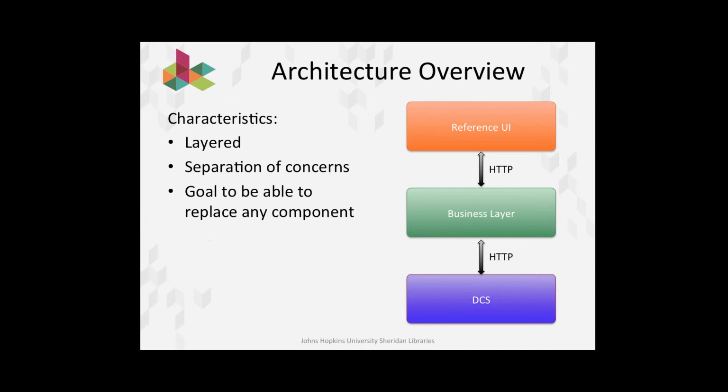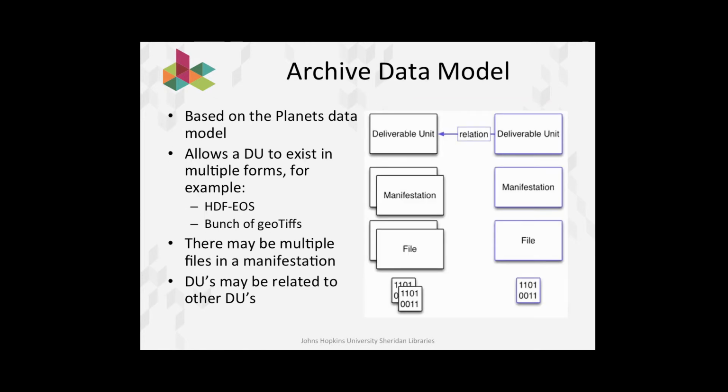With that brief overview, let's talk about the data models underlying the lowest two levels in the architecture. The archive data model is what the DCS, the lowest layer in the architecture diagram, is based on. It reuses the core of the PLANETS data model. The fundamental unit of content is the deliverable unit. Deliverable units are what are archived and preserved for the future. A deliverable unit could be any digital object, an entire book, an entire data collection, a single data file, all the files that comprise what Esri euphemistically calls a shapefile, literally any digital object.